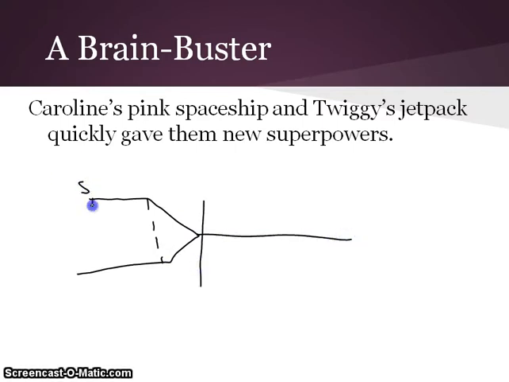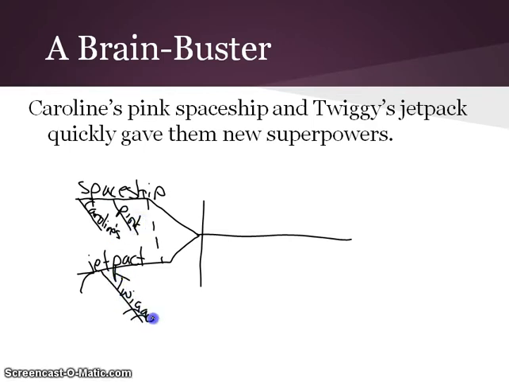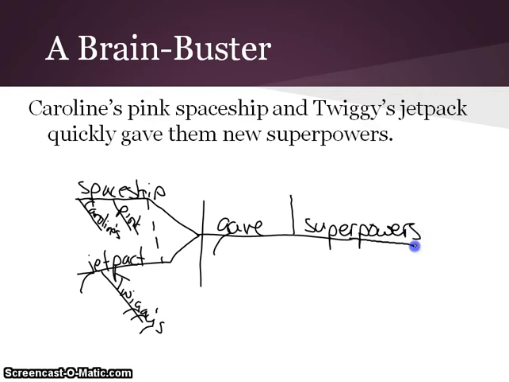The actual subjects here are spaceship and jetpack. We have some adjectives describing those words, though. We have Caroline's pink spaceship and Twiggy's jetpack. Gave is an action verb, so we could have an object. Gave who or what? It gave superpowers. It gave superpowers to whom? To them.